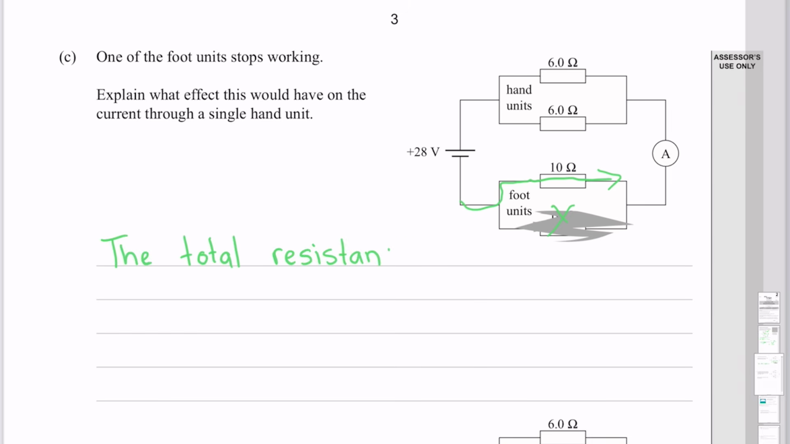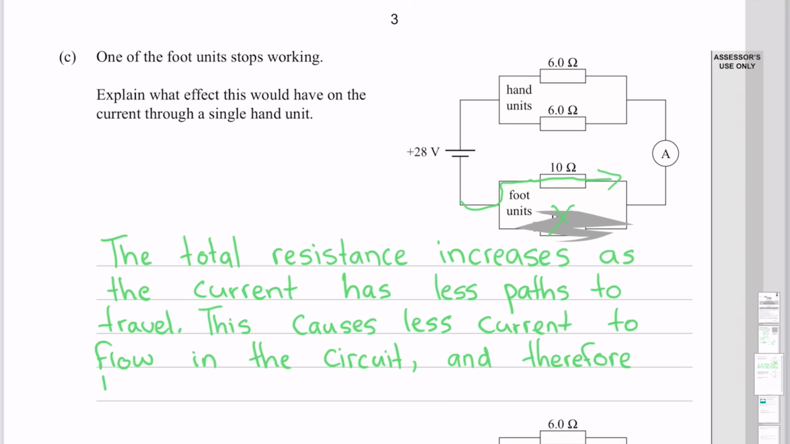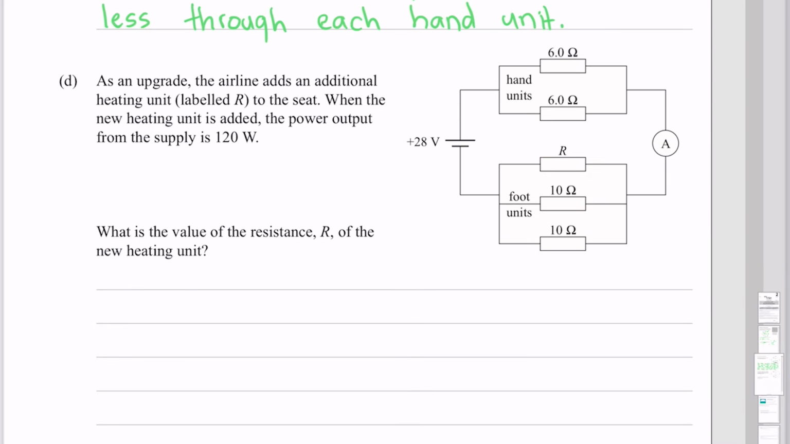The total resistance increases as the current has less paths to travel. This causes less current to flow in the circuit and therefore less through each hand unit. As an upgrade, the airline adds an additional heating unit, labelled R, to the seat. When the new heating unit is added, the power output from the supply is 120 watts. What is the value of the resistance R of the new heating unit?